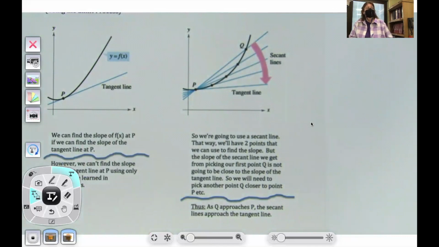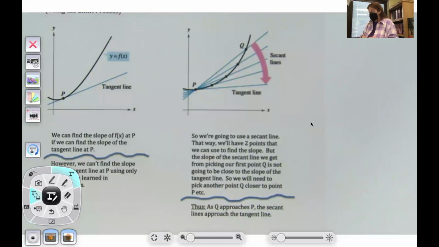Okay, so as I pick infinitely many Q's, as Q's approach infinity, and I'm picking Q's closer and closer to my point P, my delta x is approaching 0. All right, this is a limit idea. As it gets infinitely close to it, but not exactly there, I can come up with some approximations. So this is kind of like a limit idea.